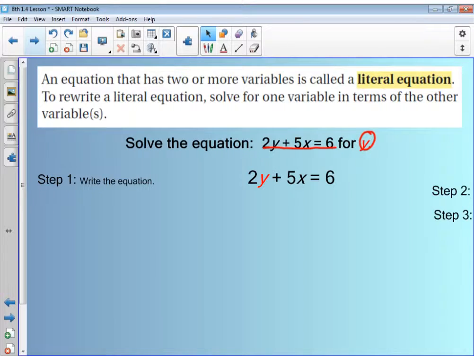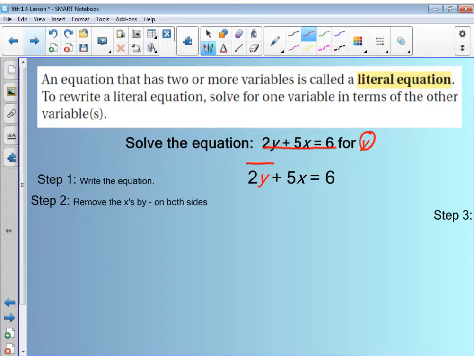And then our next step is we're going to remove the x's by shifting it to the opposite side. So we want to get the x's. In this case, we only have one, but we want to work to get it out of the left side of the equation. So right now, we want to isolate the 2y. So we have to get rid of anything that is on the same side of the equal sign as that 2y. Right now, I'm seeing a plus 5x.